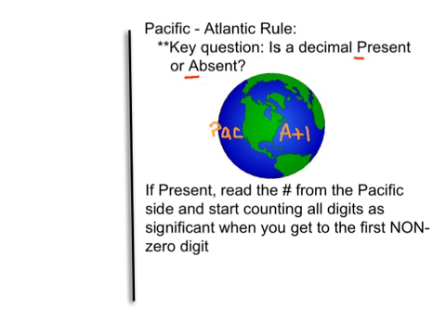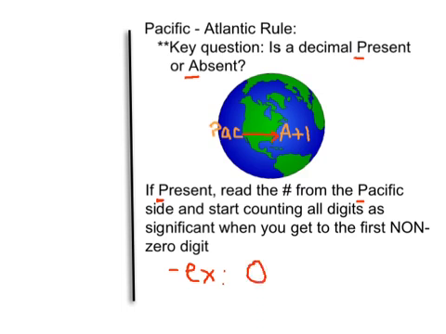Okay, so the first part is if we look at a number or a measurement and the decimal place is present, so we've got that P for present, we're going to read that number from the Pacific side, that means from left to right, starting on the Pacific side and going towards the Atlantic side, and we're going to start counting all the digits as significant when we get to the first non-zero digit. So let's go over an example.